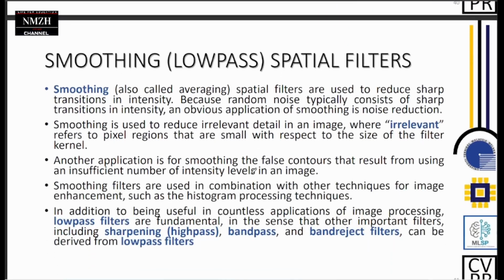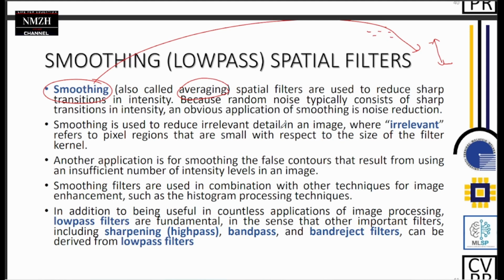Okay. So smoothing is basically a kind of averaging. It is used to reduce the sharp transition in intensity. Sharp transition means a sudden jump in intensity, it's not a slow transition, right? So the act of smoothing is basically reducing the effect of the sharp transition.